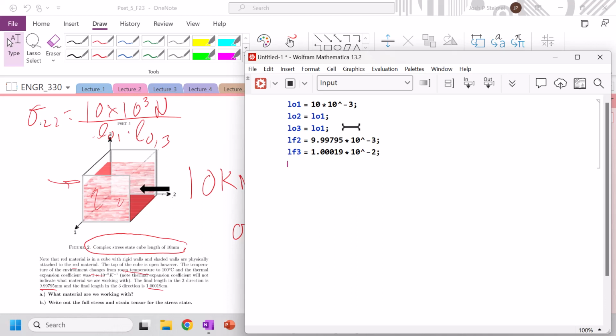And we know that my sig22 is equal to minus 10 times 10 to the 3 because we're in compression, divided by L naught 1 times L naught 3. And I know that my strain in the 22 is equal to LF2 minus L naught 2 divided by L naught 2. And then my strain in the 3 is equal to my LF3 minus L naught 3 divided by L naught 3.